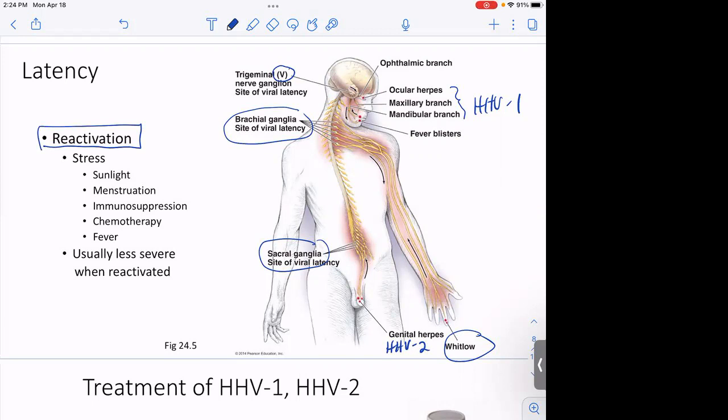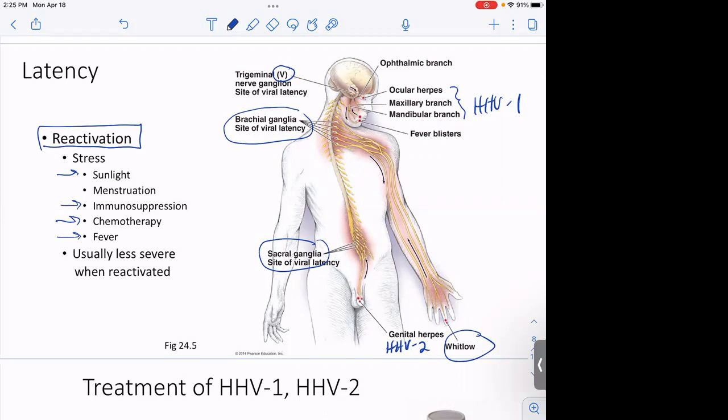Sometimes we don't really know. Sometimes it just reactivates, but most often there's some stress that will cause it to reactivate. So it might be something like a big dose of sunlight or having sunburn. It could be monthly menstruation that activates it. Any kind of immunosuppressant, whether you're on drugs like prednisone, or maybe you've got another infection, chemotherapy can reactivate that. Just again, having another infection, another fever.